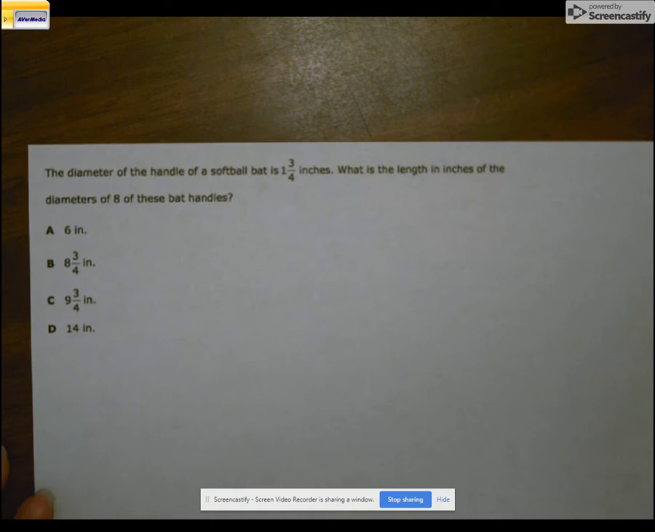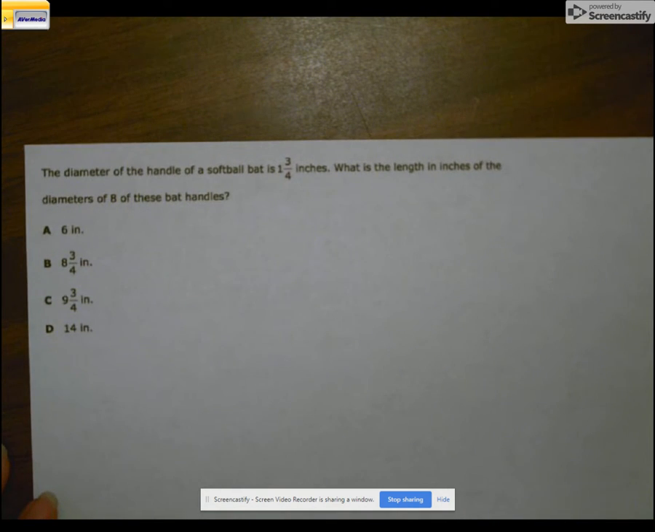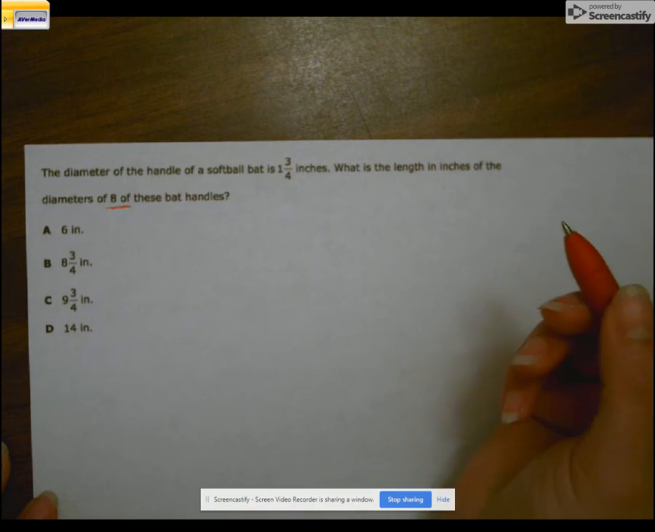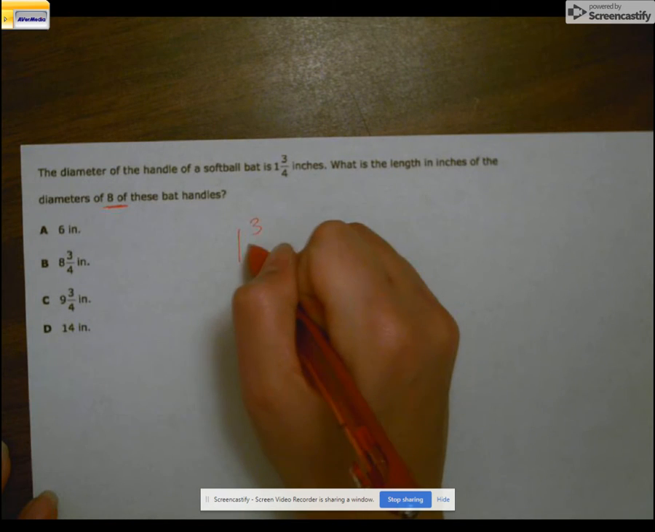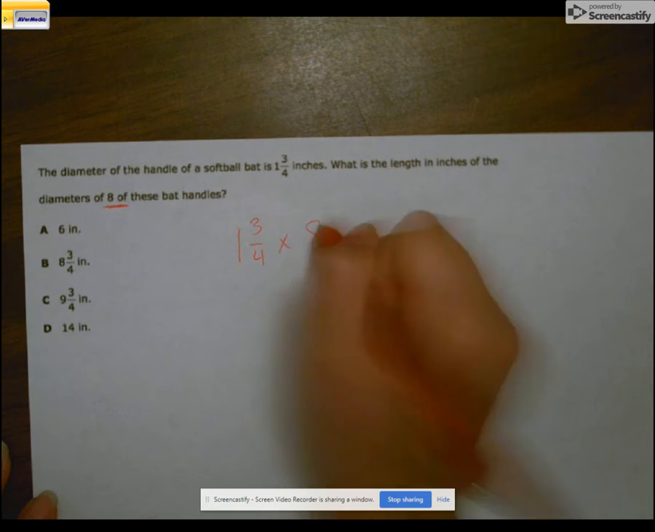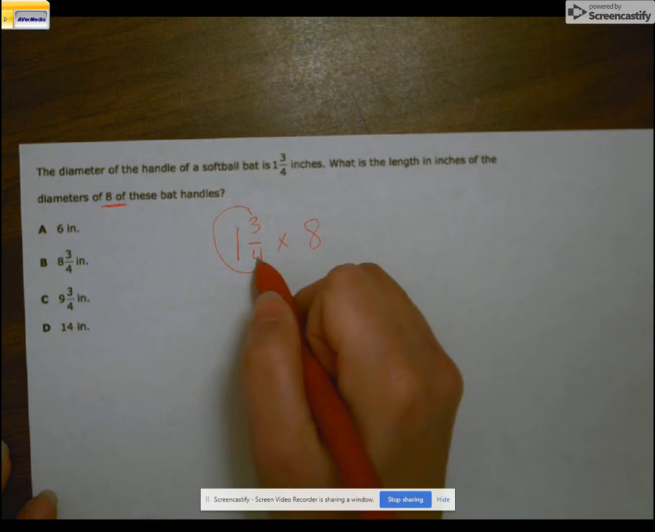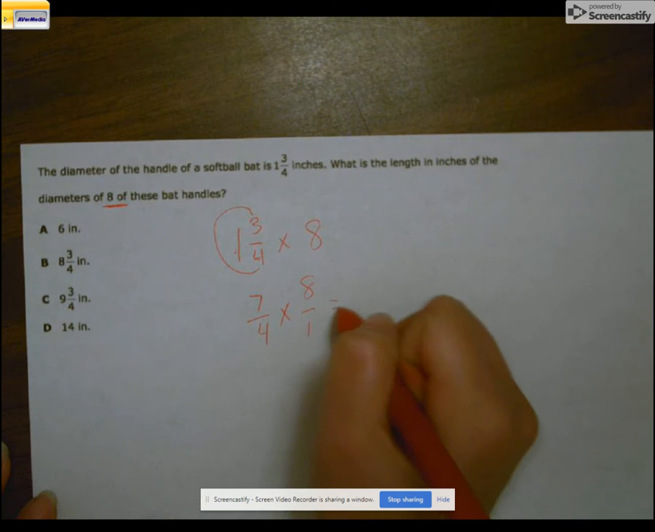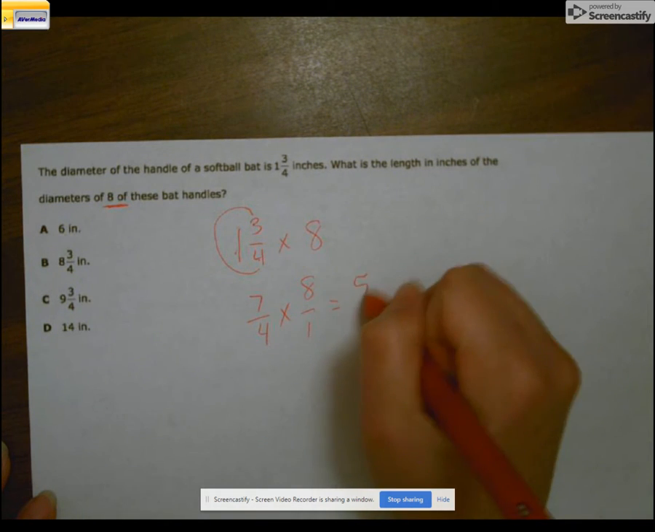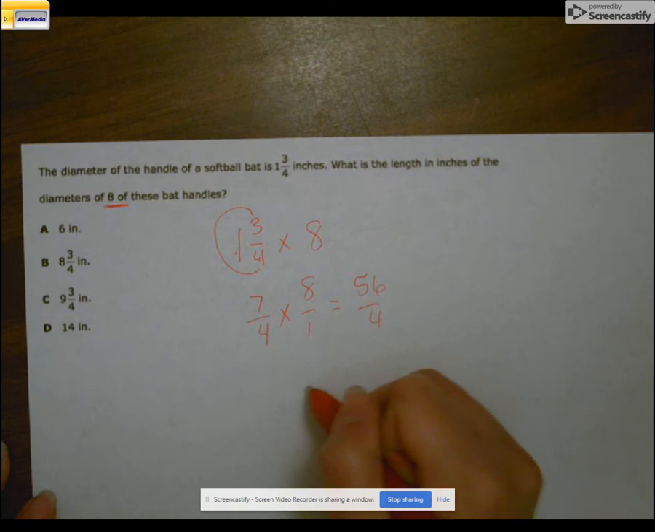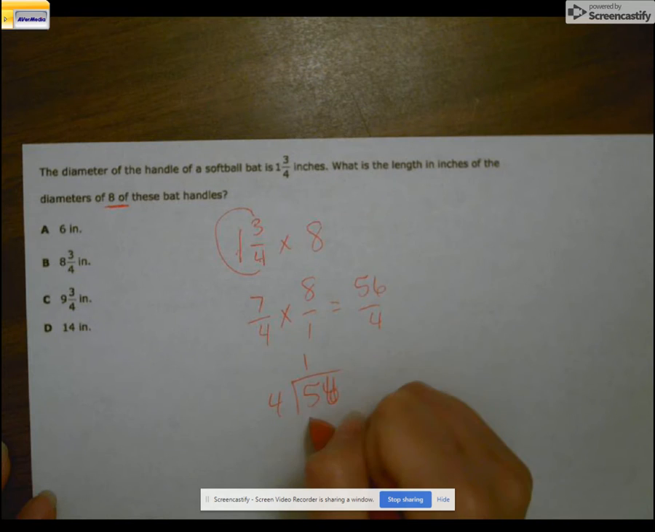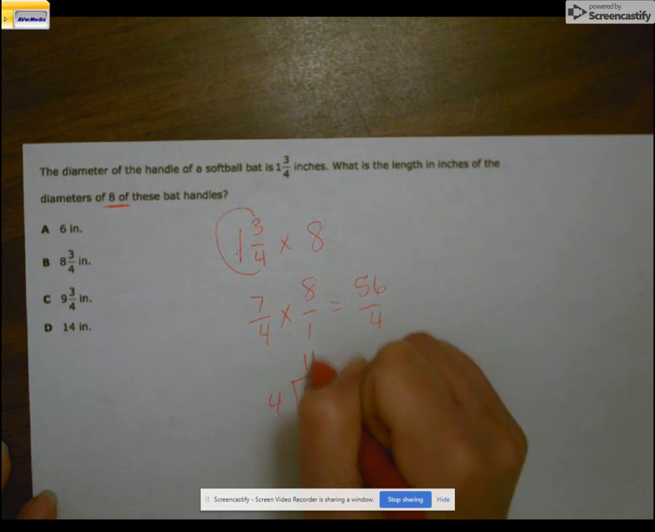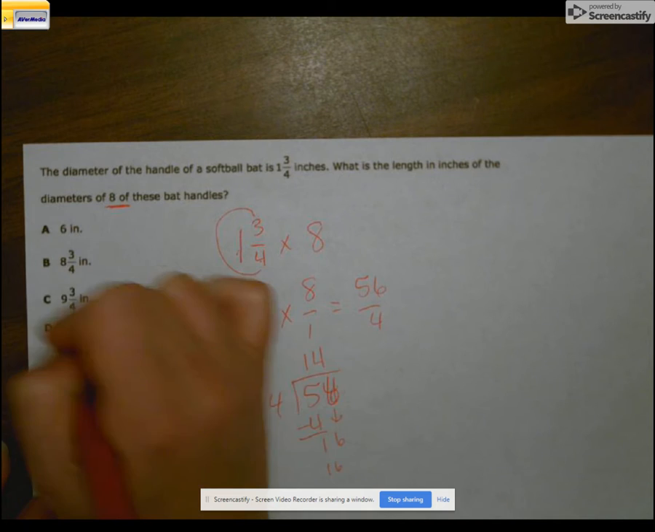All right, the diameter of the handle of a softball is 1 3/4 inches. What is the length in inches of 8 of those? If I need 8 of these, that means multiplication. So make this improper. Make this into a fraction, and then it's just multiplying. Turn this back into a mixed number. And I get 14.